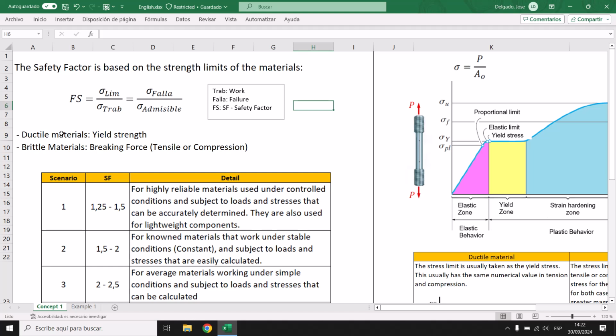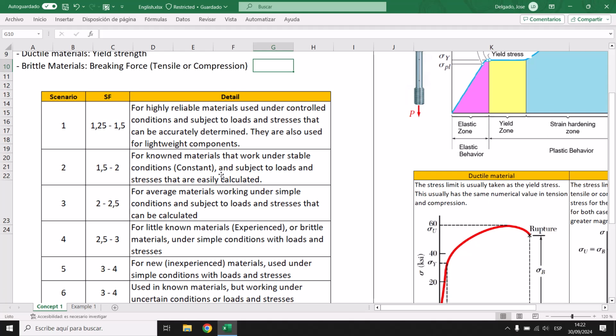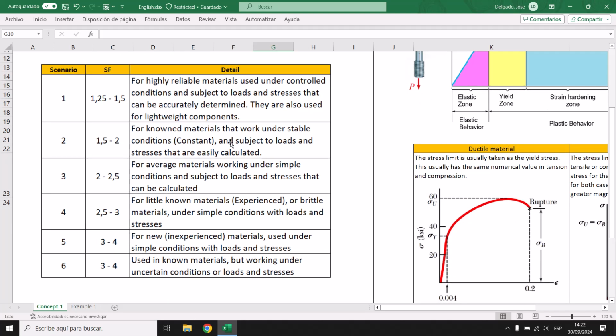On ductile materials, you should use the yield strength. For brittle materials, you should use the breaking force, for tensile or compression. Okay, this is some information that I have for you if you want to know what safety factor you can use for your design. Remember, this is only for shafts.